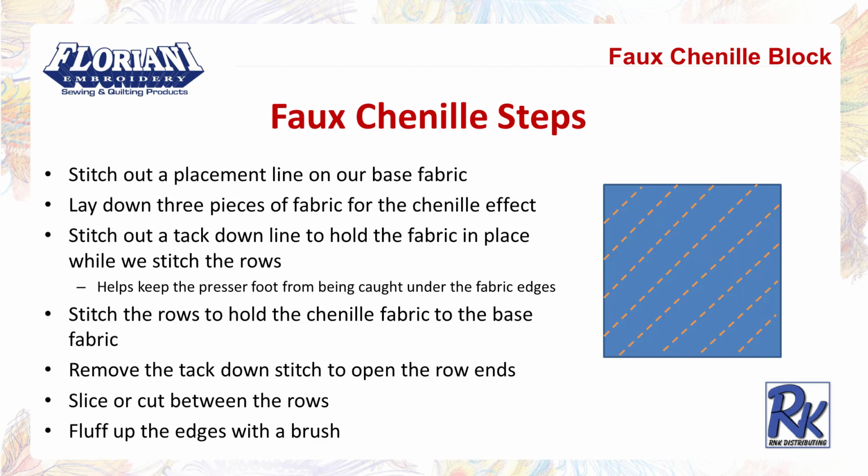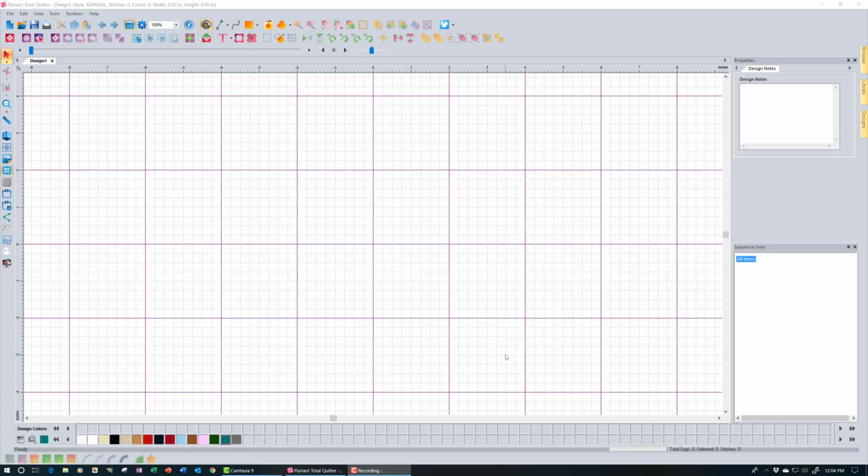Then we're going to stitch the rows to hold the chenille fabric to the base fabric. Then we'll remove the tack down stitch so we can open up the row ends so we can slice and cut between the rows, and then finally we're going to fluff up the edges with a brush. So let's get into the software steps of creating this chenille block.